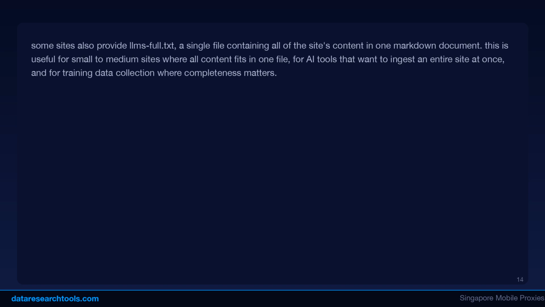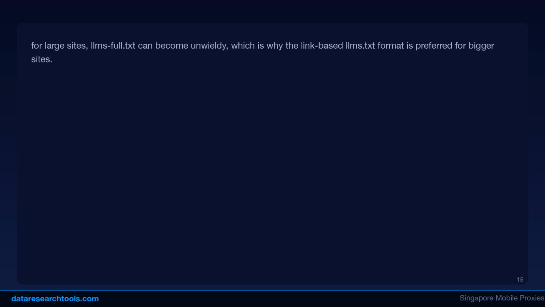Some sites also provide llms.full.txt, a single file containing all of the site's content in one markdown document. This is useful for small to medium sites where all content fits in one file, for AI tools that want to ingest an entire site at once, and for training data collection where completeness matters.